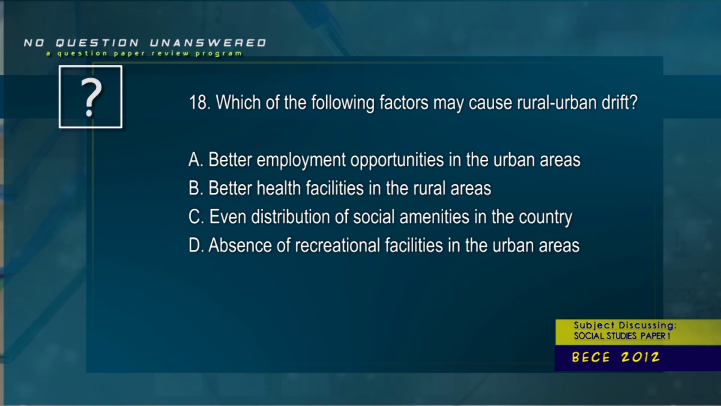Question 18. Which of the following factors may cause rural-urban drift? These are factors that may cause or induce people to move from the villages to the cities.